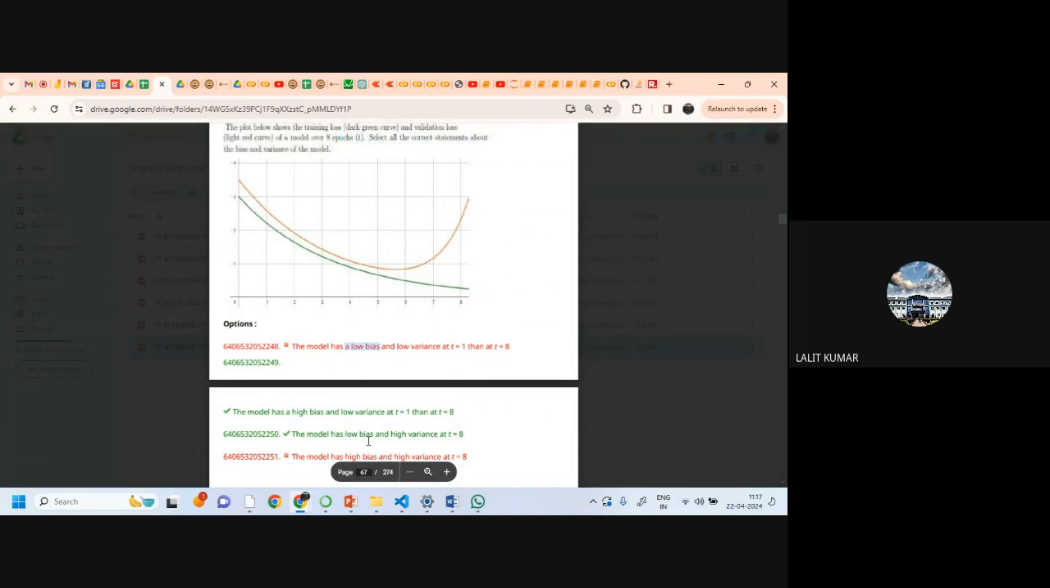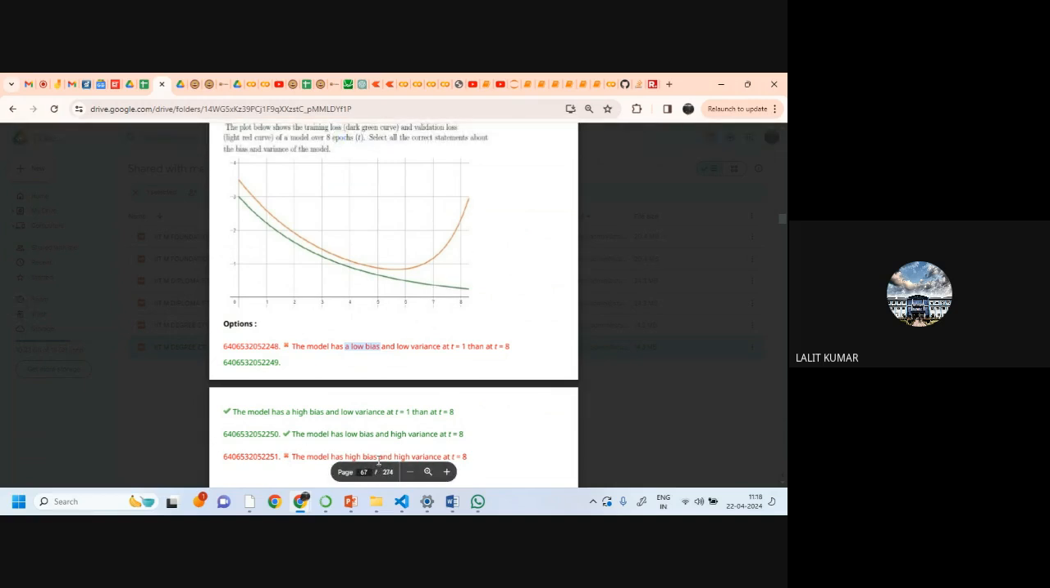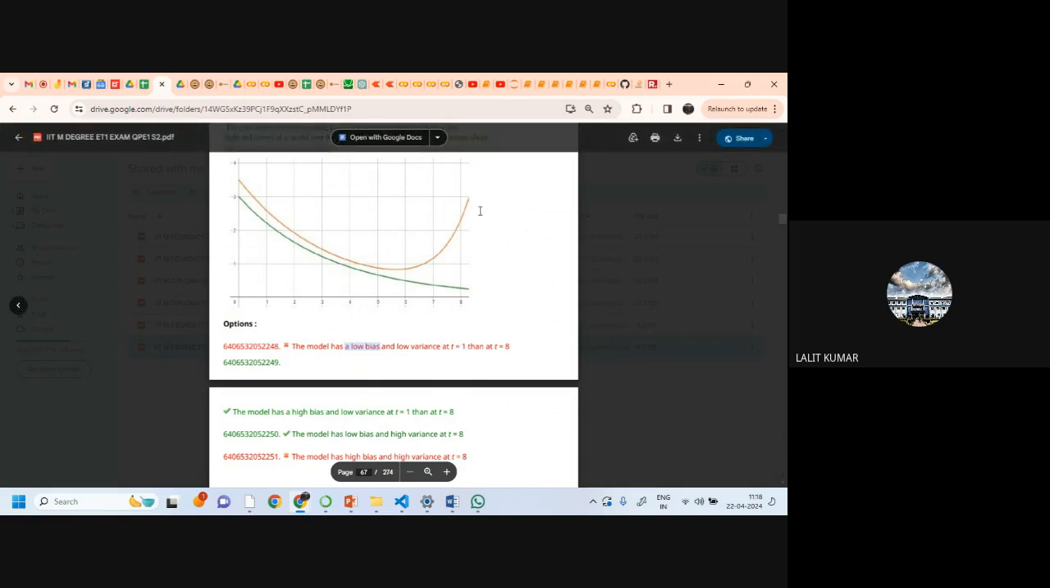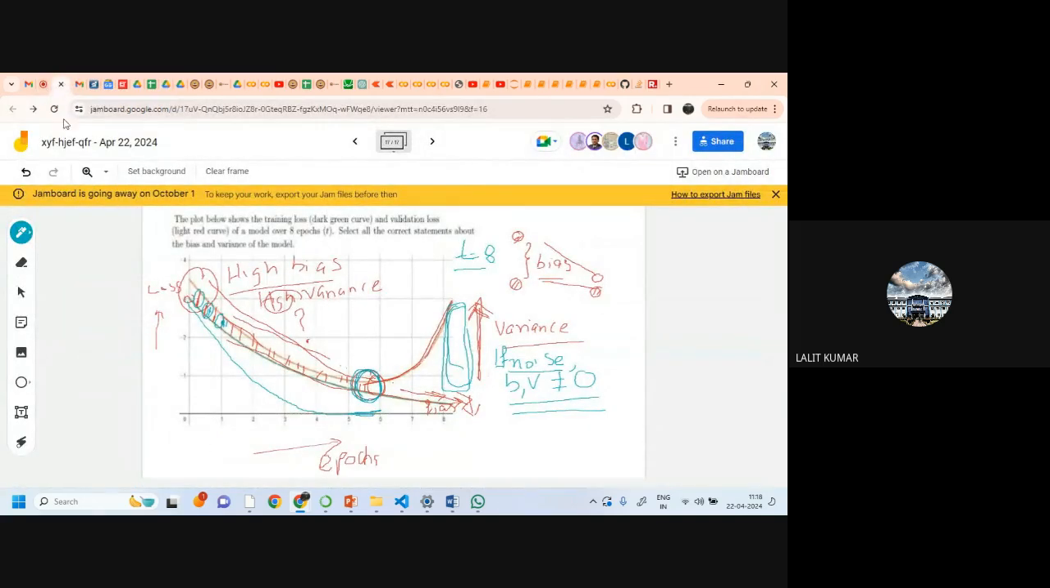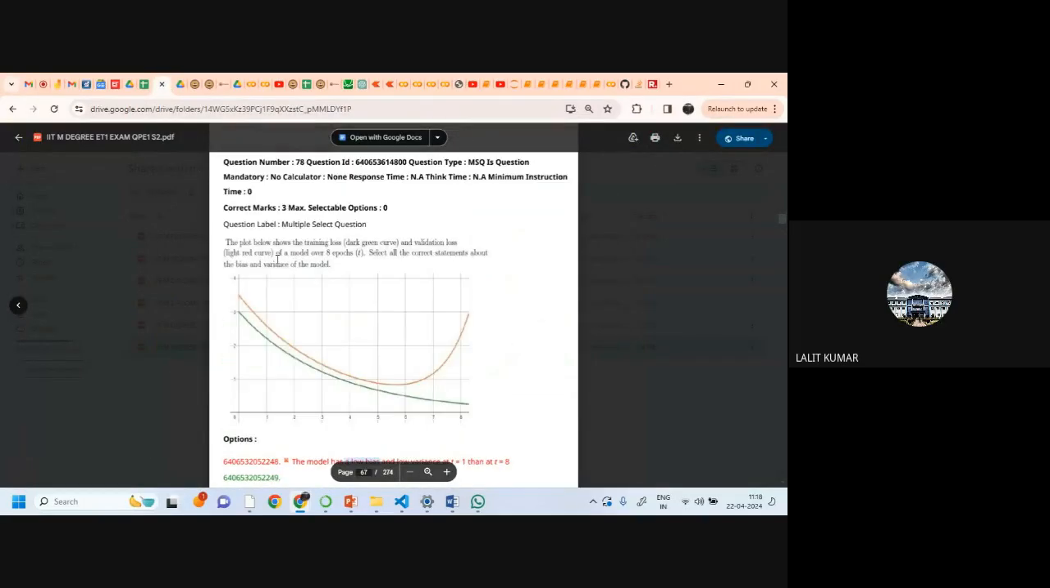The model has low bias and high variance at t equal to 8. That is true. The model has high bias and high variance at t equal to 8. False: low bias and high variance. So here we can understand high bias, low variance. Here, low bias, high variance. Is that clear, or should I make this diagram again? No, it is clear. Okay, so we move ahead.